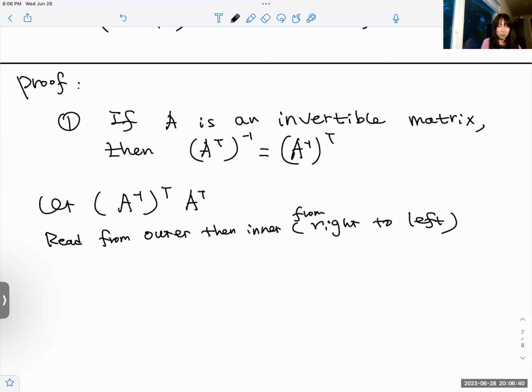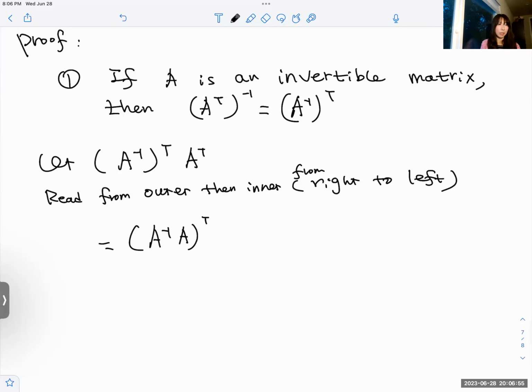So this one, we can make associative with this one like this. All right, then what is this? This is identity. What is the transpose of identity? Same, identity.